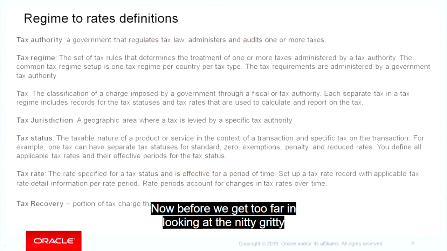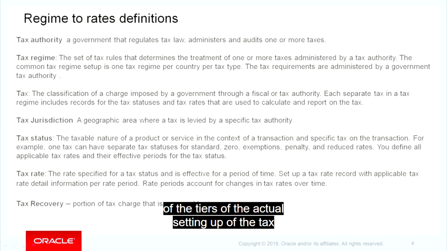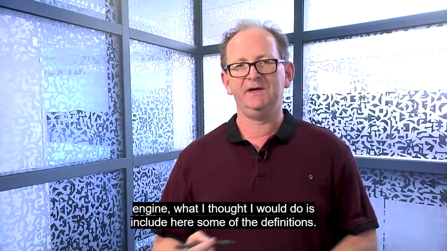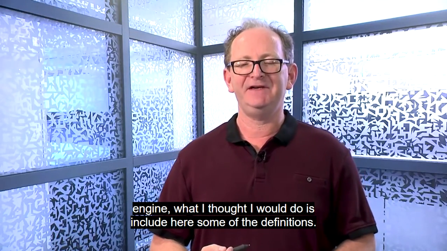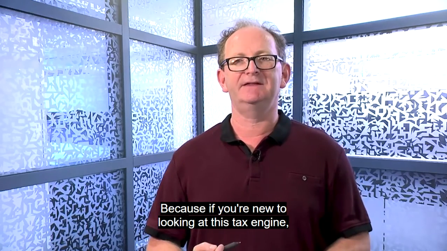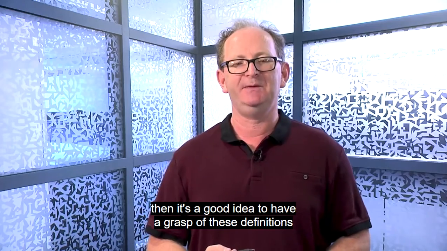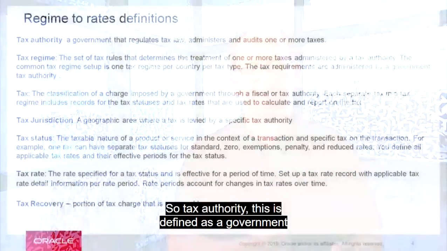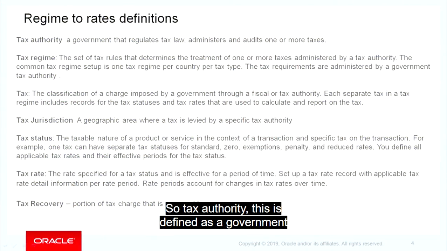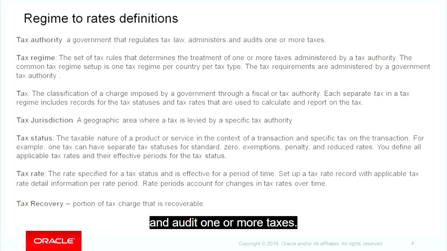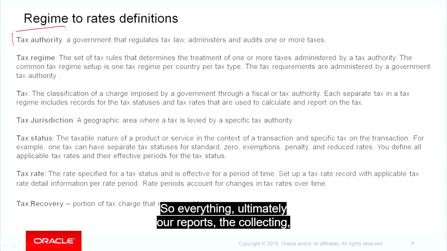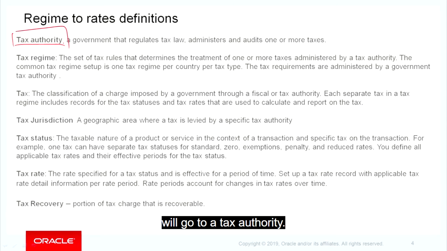Now, before we get too far in looking at the nitty-gritty of the tiers of the actual setting up of the tax engine, what I thought I would do is include here some of the definitions, because if you're new to looking at this tax engine, then it's a good idea to have a grasp of these definitions before you go further. So tax authority, this is defined as a government department that regulates tax law, administers and audit one or more taxes. So everything, ultimately our reports, the collecting, will go to a tax authority.